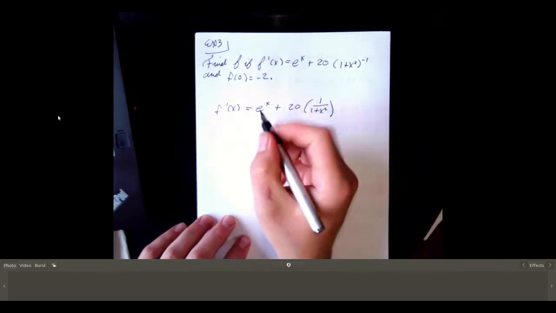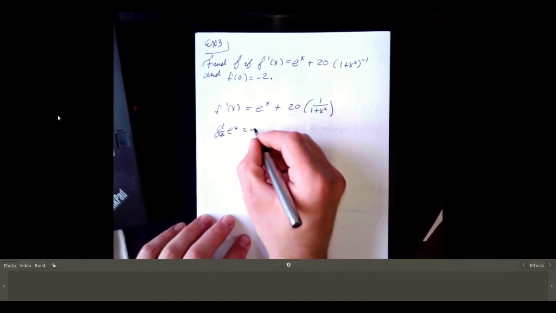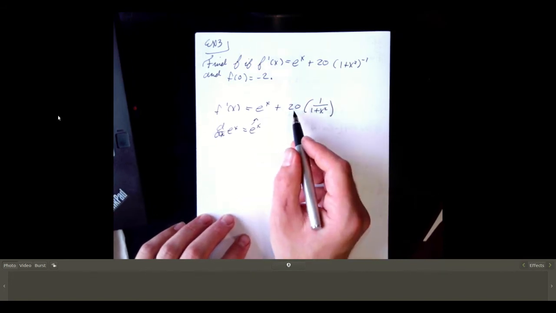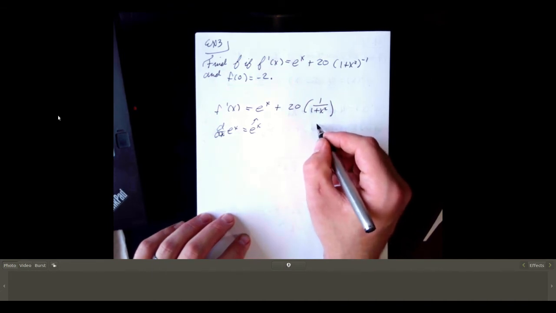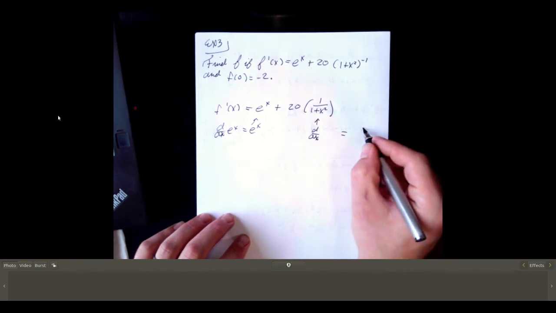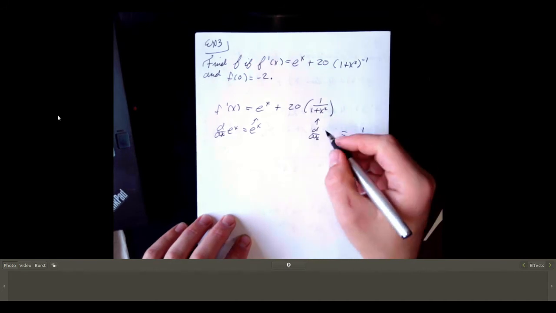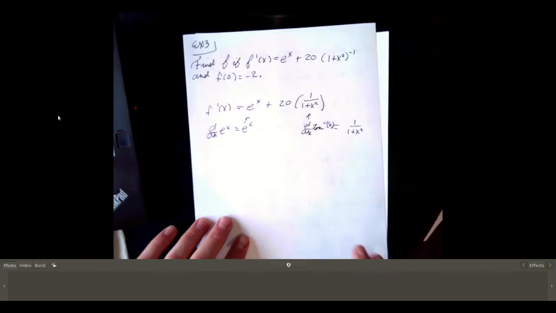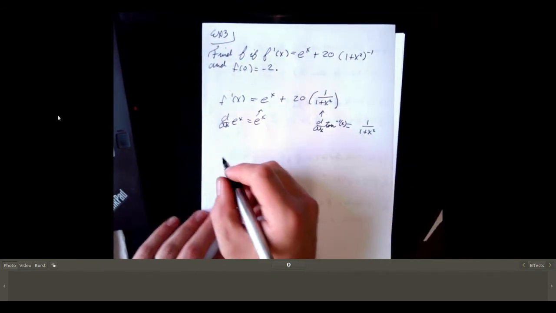So the derivative of e to the x is just e to the x. So we've got an idea on what to do here. This 20 is a constant, it's going to fall down. But the derivative of what function is equal to 1 over 1 plus x squared? That is the tan inverse of x. Okay, so this is how we're using our derivatives to come up with antiderivatives.